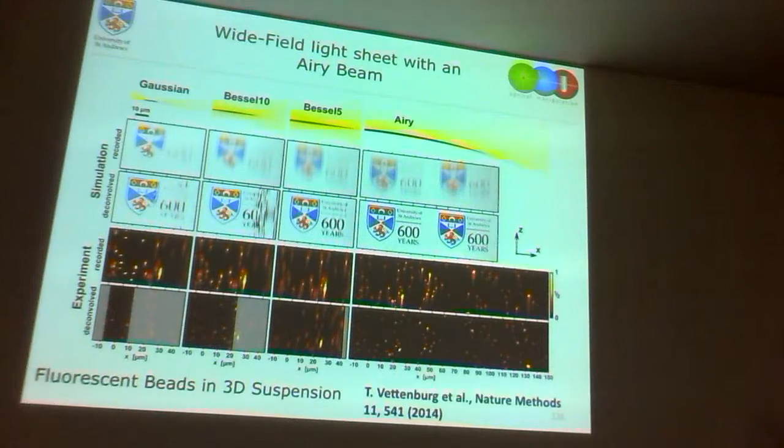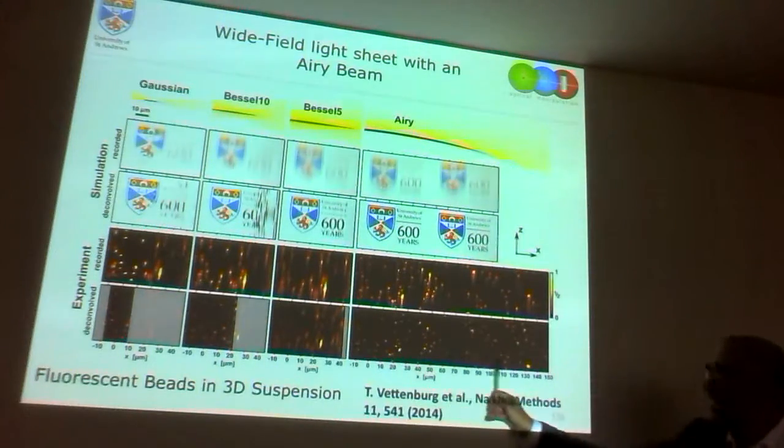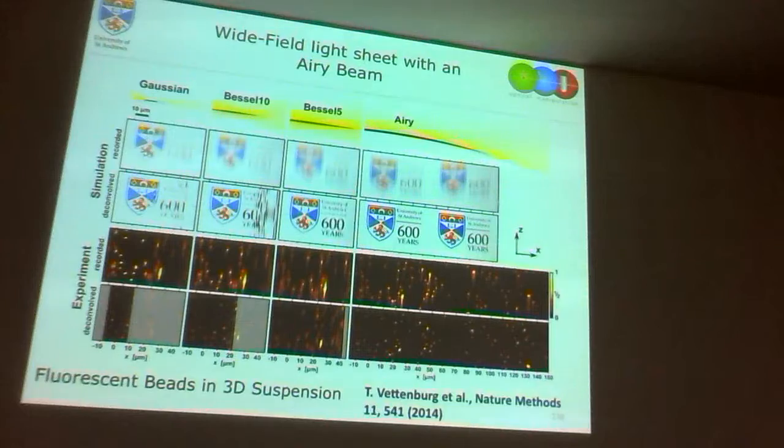Well, I'll leave the detail, but this is an exact comparison between the three. So those are the Gaussian, that's the Bessel, and that's the Airy there. Okay, so that's agarose. So we're quite pleased with that. A single photon gave us a factor of about 10 over the Gaussian beam.